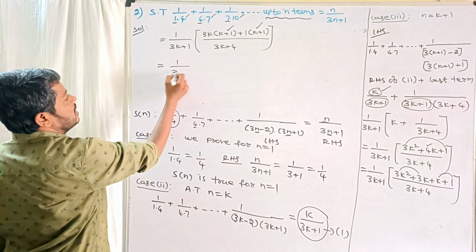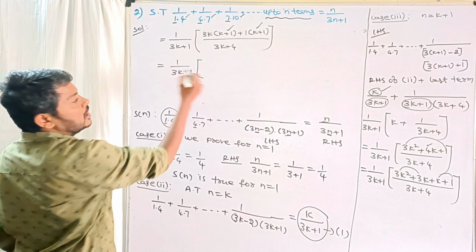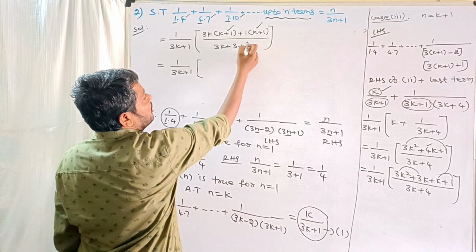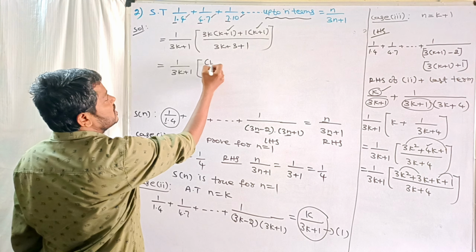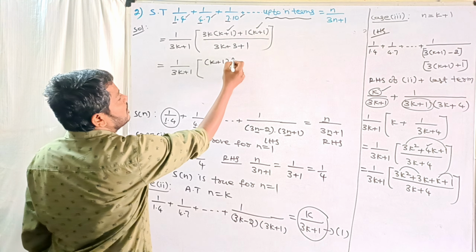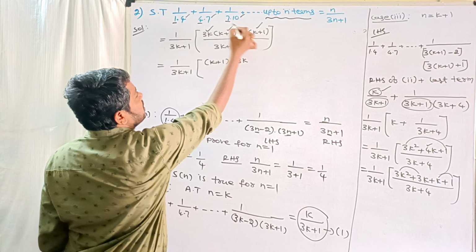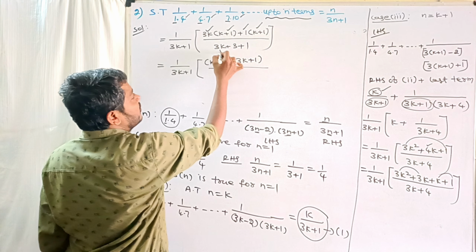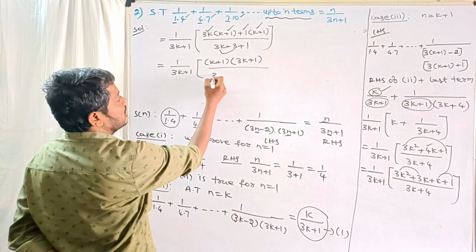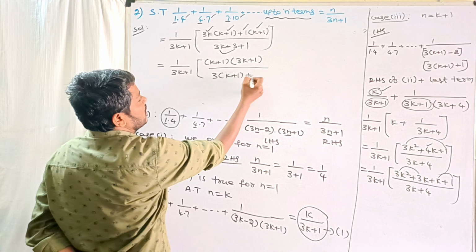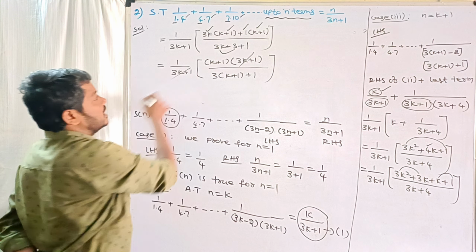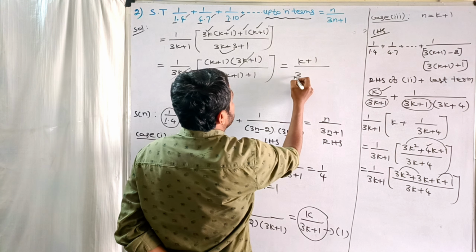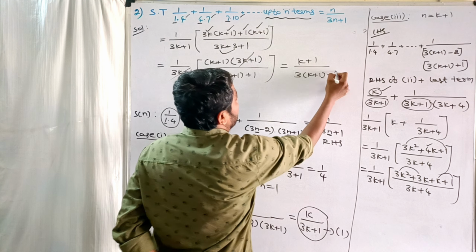Again, k plus 1 is common. That is 1 by 3k plus 1 into, see here, this 3k plus 4 write as 3 plus 1, so that k plus 1 is common. Remaining term 3k in the first, in the second plus 1, divided by, from the first two terms, 3 is common, 3 of (k plus 1) plus 1. So 3k plus 1 cancelled, which gives k plus 1 by 3 times (k plus 1) plus 1.